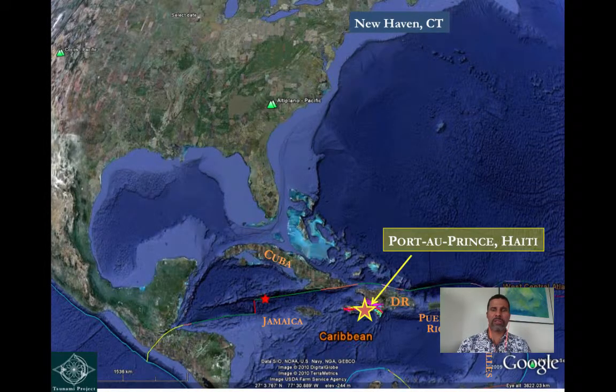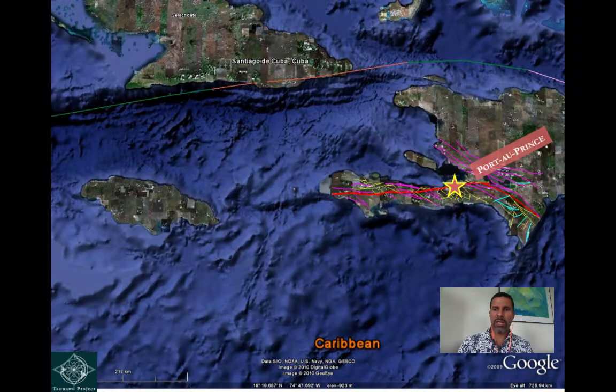Okay, to get us settled in geographically, you'll see New Haven, Connecticut up there in the very north. If you go dead south from New Haven to the island of Hispaniola, Haiti occupies the western side of the island, and the Dominican Republic represents the eastern side. If we zoom in on the area, you can see the complex network of faults that exists in this region.